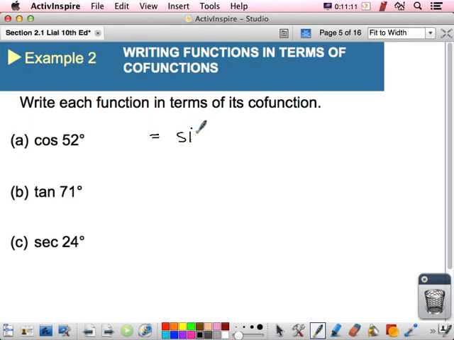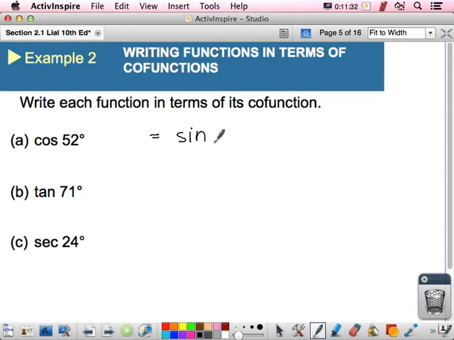Sine. Yeah, not the reciprocal, the cofunction. So if it has a co, you drop it. If it doesn't, you just add it. That's how you get your cofunction. So we know that cosine and sine are cofunctions, but in order for them to be equal, what does this second angle have to be?